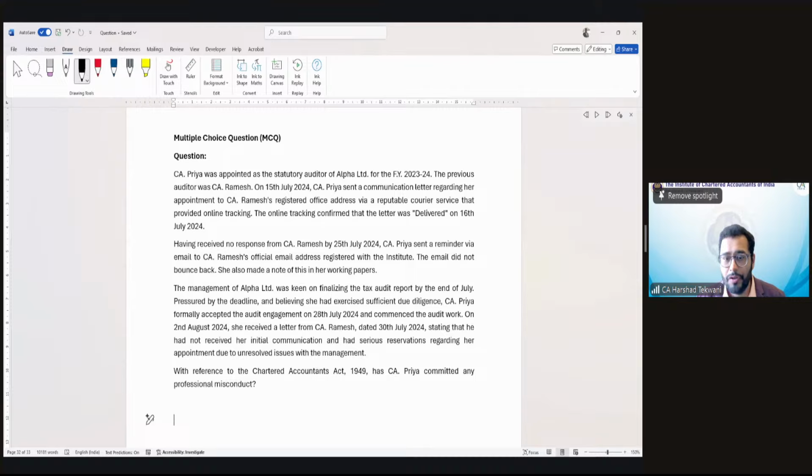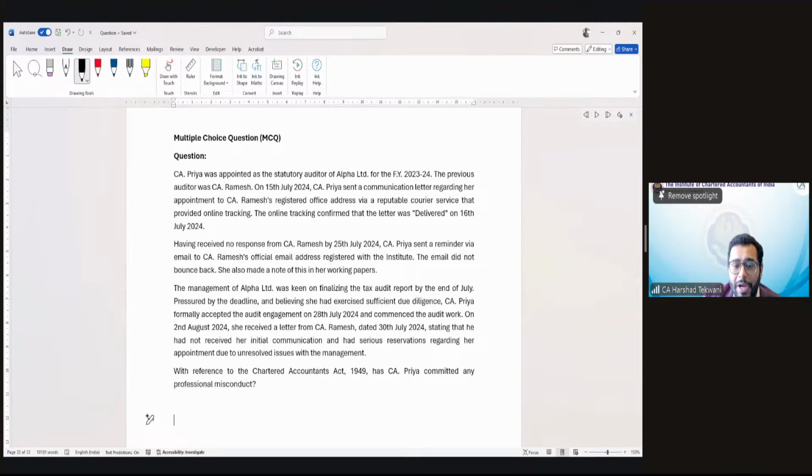Having received no response from CA Ramesh by 25th July 2024, CA Priya sent a reminder via email to CA Ramesh's official email address registered with the institute. The email did not bounce back. She also made a note of this in her working papers. The management of Alpha was keen on finalizing the tax audit report by the end of July. Pressured by the deadline and believing she has exercised sufficient due diligence, CA Priya formally accepted the audit engagement on 28 July 2024 and commenced the audit work.